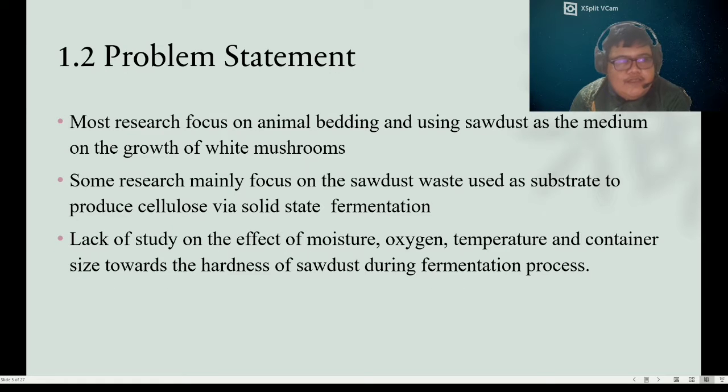Okay, problem statement. Most research focuses on animal bedding and using sawdust as the medium for the growth of white mushroom. Some research mainly focuses on sawdust waste used as a substrate to produce cellulose via solid state fermentation. There are also a lot of studies on the effect of moisture, oxygen, temperature, and container size toward the hardness of sawdust during the fermentation process.